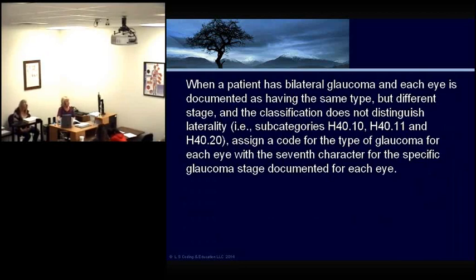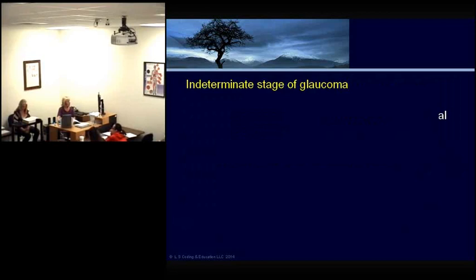When a patient has bilateral glaucoma and each eye is documented as having the same type but different stages and the classification does not distinguish laterality, assign a code for the type of glaucoma for each eye with the seventh character for the specific glaucoma stage documented for each eye. And we already looked at that one example. When it's indeterminate stage, your seventh character is going to be 4.